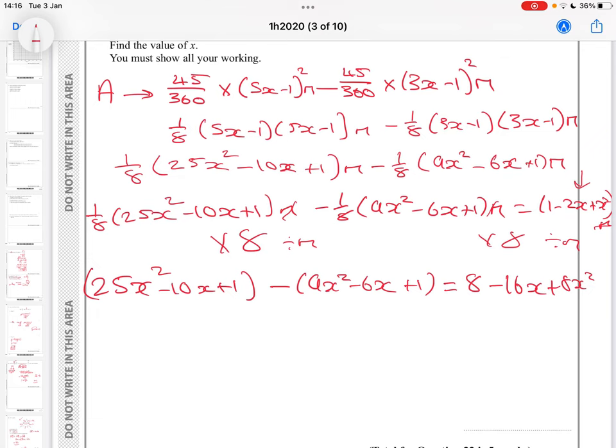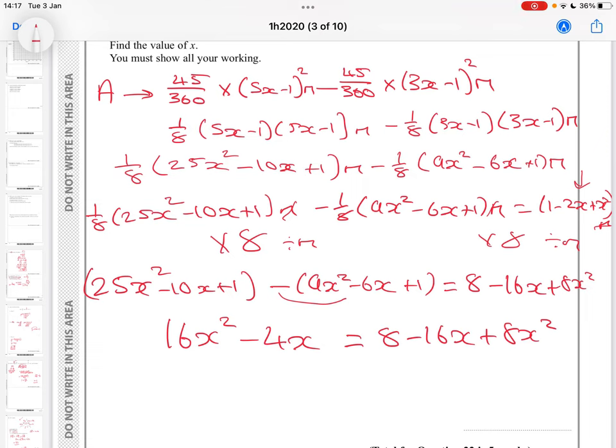So now what I'm going to do is I'm going to try and solve it. So I want to make it equal 0. So 25x squared minus 9x squared is going to give me 16x squared. Negative 10 minus 6, so two negatives make a positive, so it's going to be plus 6. So that's going to be minus 4x. And then 1 minus 1 is going to be 0. And that equals 8 minus 16x plus 8x squared.